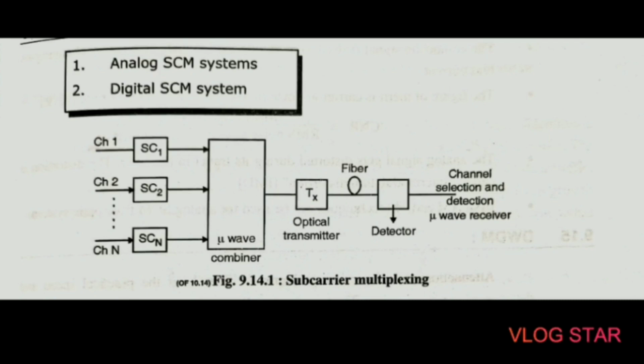So OTDM, or optical time division multiplexing, can increase the bit rate above 1 terabit per second. Okay, so let us see subcarrier multiplexing. It is divided into two types. The first is analog subcarrier multiplexing system, and the second is digital subcarrier multiplexing.